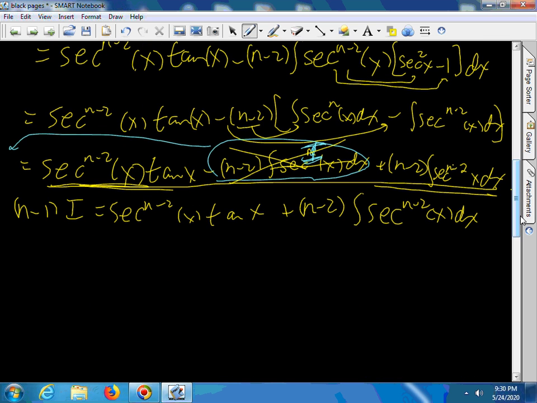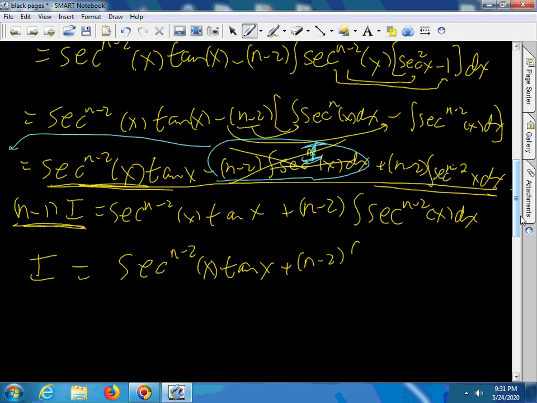And now I want I. So I divide the other side by n minus 1. So when I divide this side by n minus 1, I'll get I. I want to solve for I. N minus 2 integral of a lower power, and then I divide by n minus 1.